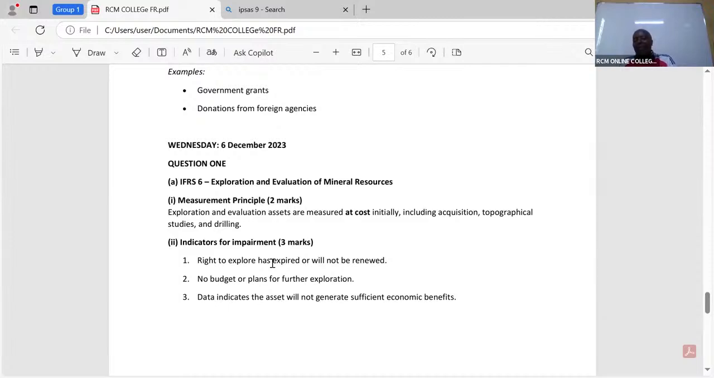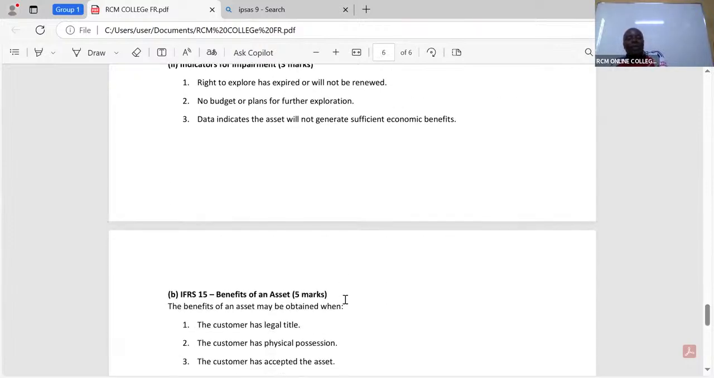Or if this particular company like Tullow Oil says now we are not going to do any further exploration. We are tired, no budgets or plans for further exploration. Data indicates that the asset will not generate sufficient economic cash flows.